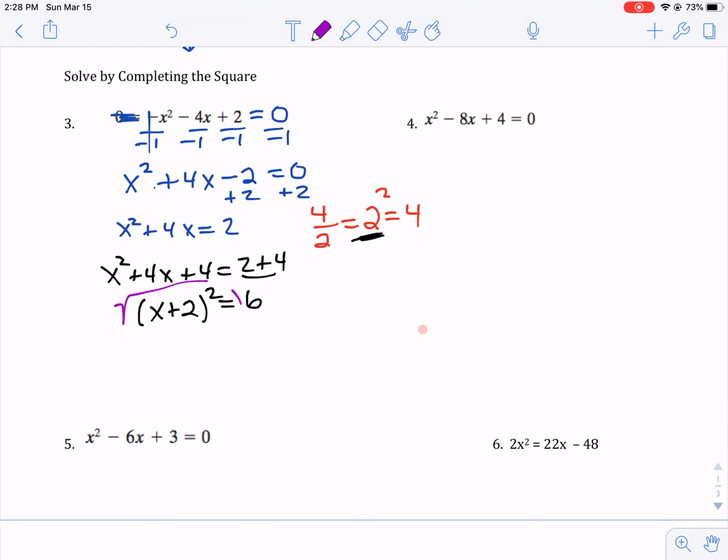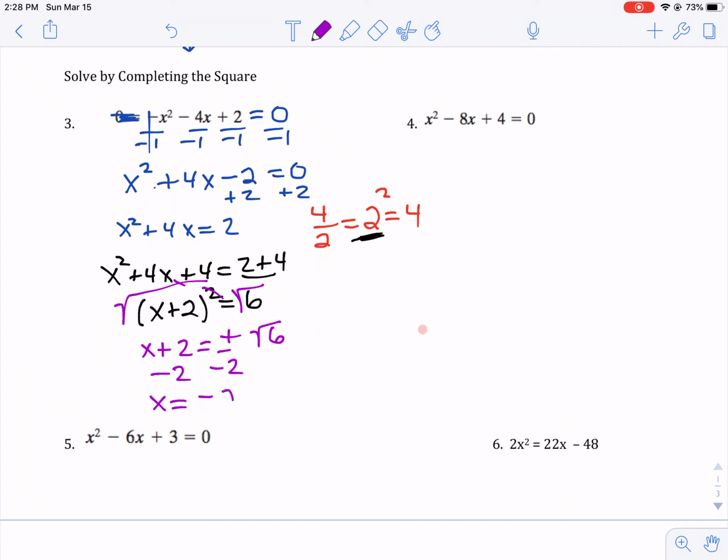Square root both sides. The square and the square root cancel, leaving you with an x plus 2. Positive and negative. You just added a square root that wasn't there before, so you need a positive negative answer. Square root of 6 cannot be simplified. It breaks down to 2 times 3. There's no groups. Now I get x alone by subtracting 2.